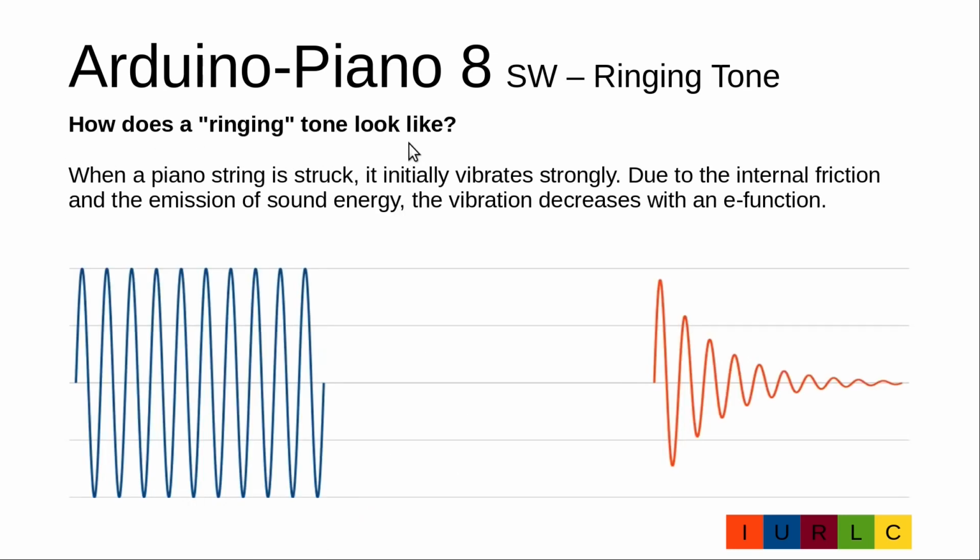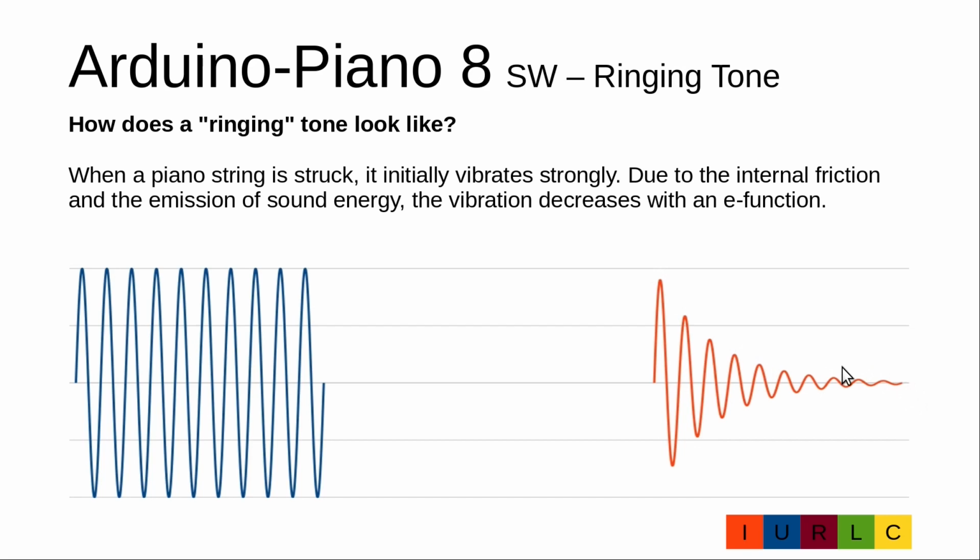How does a ringing tone look like? In my last video I described how to generate a sine wave with a fixed amplitude. At the piano it is different. When we hit the piano string we have the maximum amplitude, and over time the amplitude decreases. And the decreasing shape is according to E function.